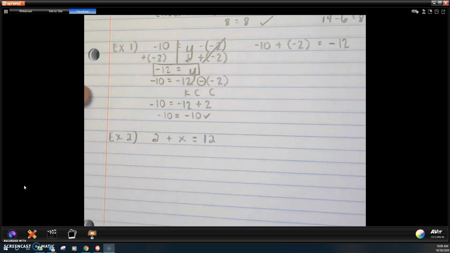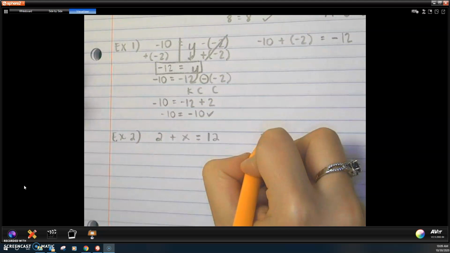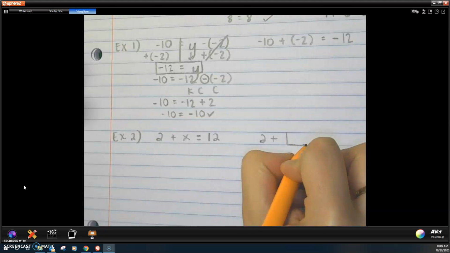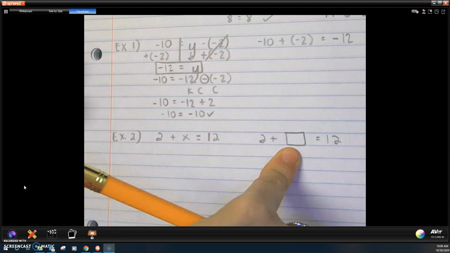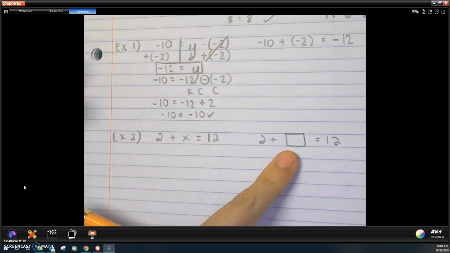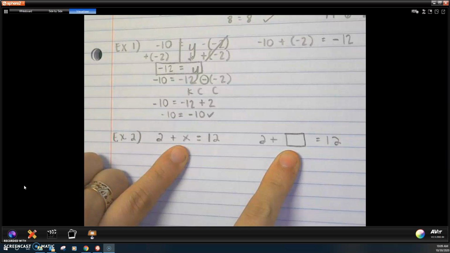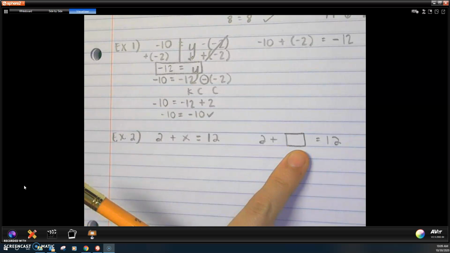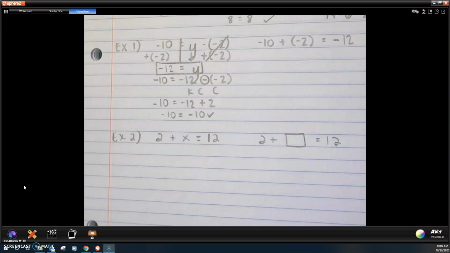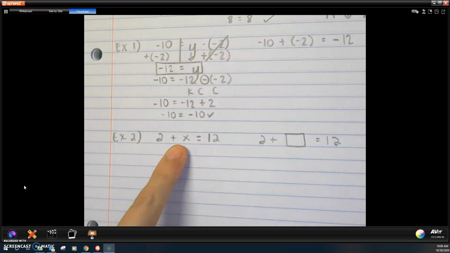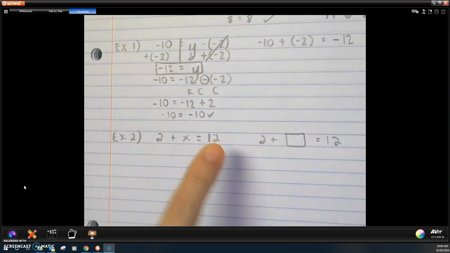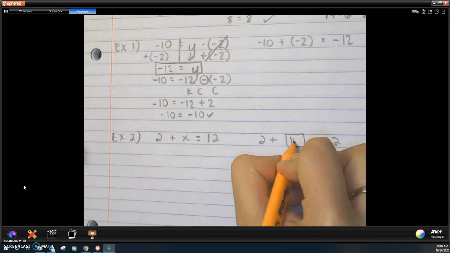So you can think of it this way. 2 plus what number equals 12? Now I know in elementary you use boxes in place of your variables. So this is the exact same thing. The box represents that number that is missing. So 2 plus what number gives me 12. That is the exact same thing with my variable. And my answer is 10.